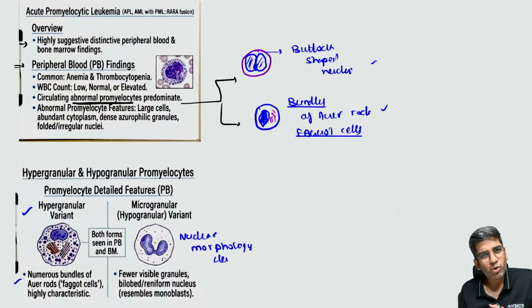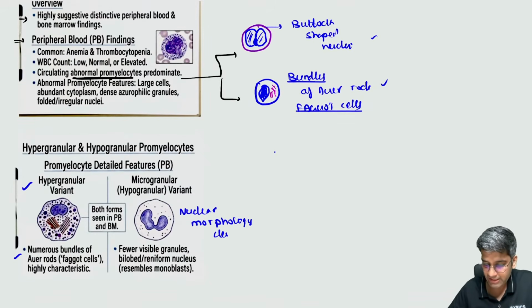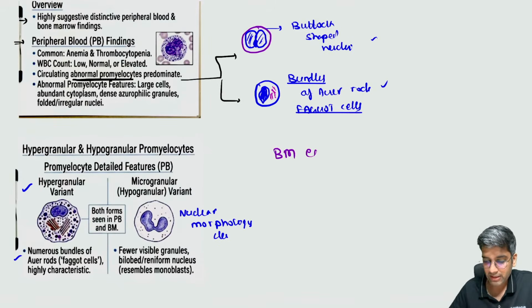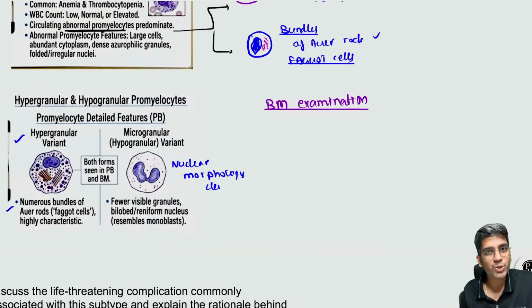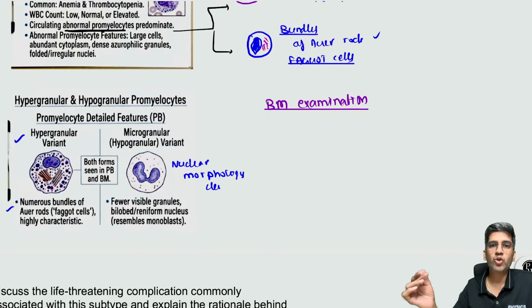Do I require bone marrow examination for this? Yes, no, maybe? The answer is no. I can diagnose with 100% certainty in the peripheral smear. Since the question asks about bone marrow examination, like I said, I don't need a bone marrow examination here. You can diagnose on the peripheral smear, do a genetic analysis, prove translocation 15;17, and go ahead with the treatment.